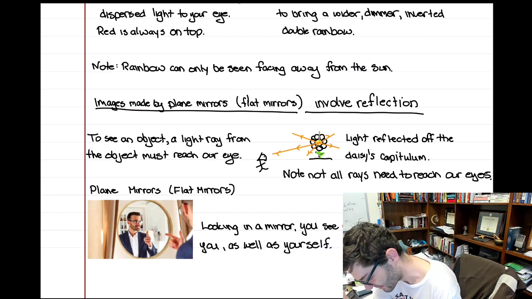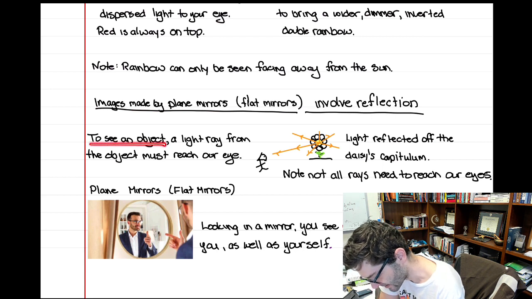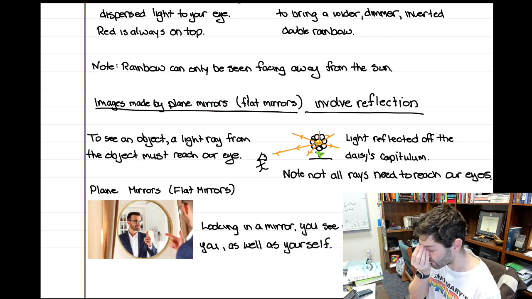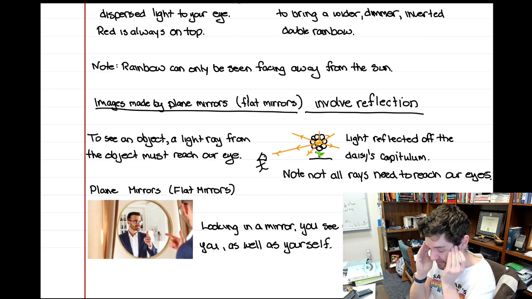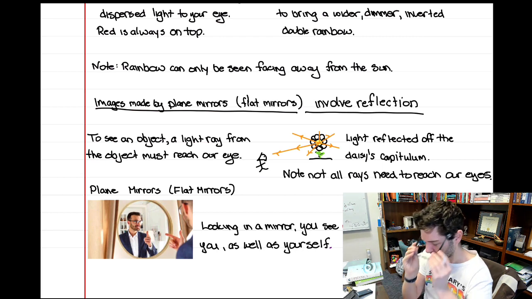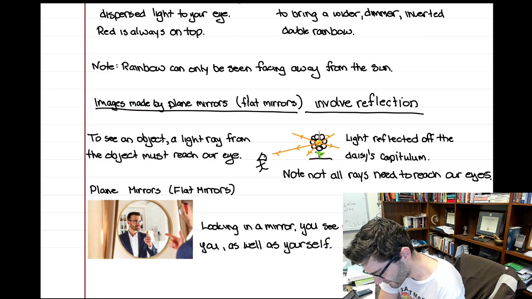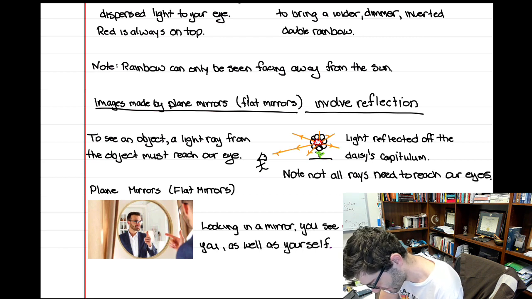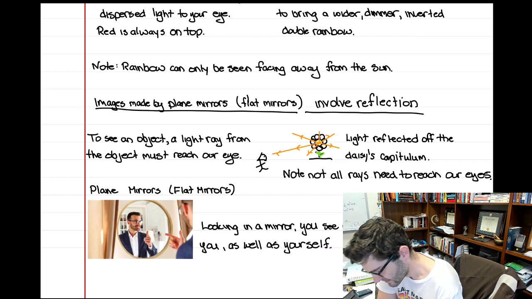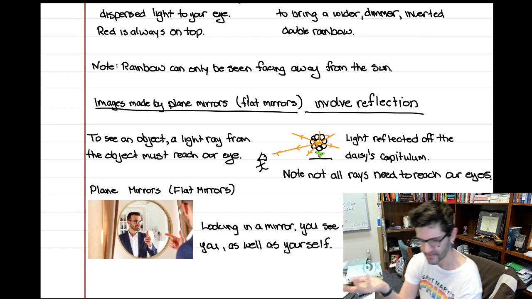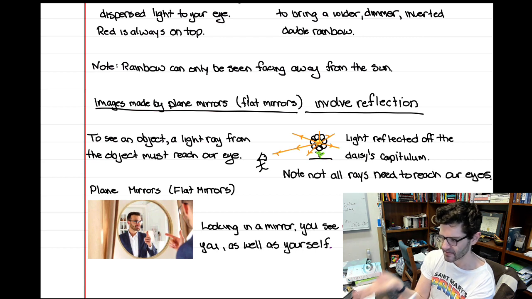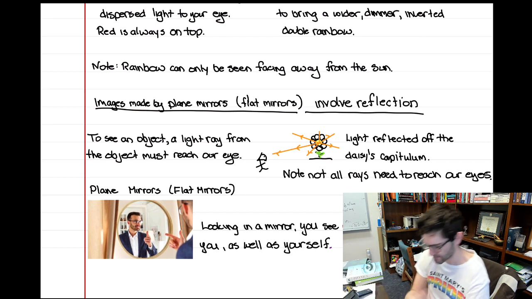So first basic concept, which I just said above, to see an object, there has to be at least one light ray from that object reaching your eye. And usually we need many, many light rays to reach our eye in order to have enough light for our eyes to pick it up. So for example, if there's a daisy off in the distance, in order for me to see the yellow capitulum in the center of the daisy, what's happening is light is coming in from the sun and reflecting off different parts of the daisy, and some of that light eventually makes it to my eye, and therefore I see a daisy.